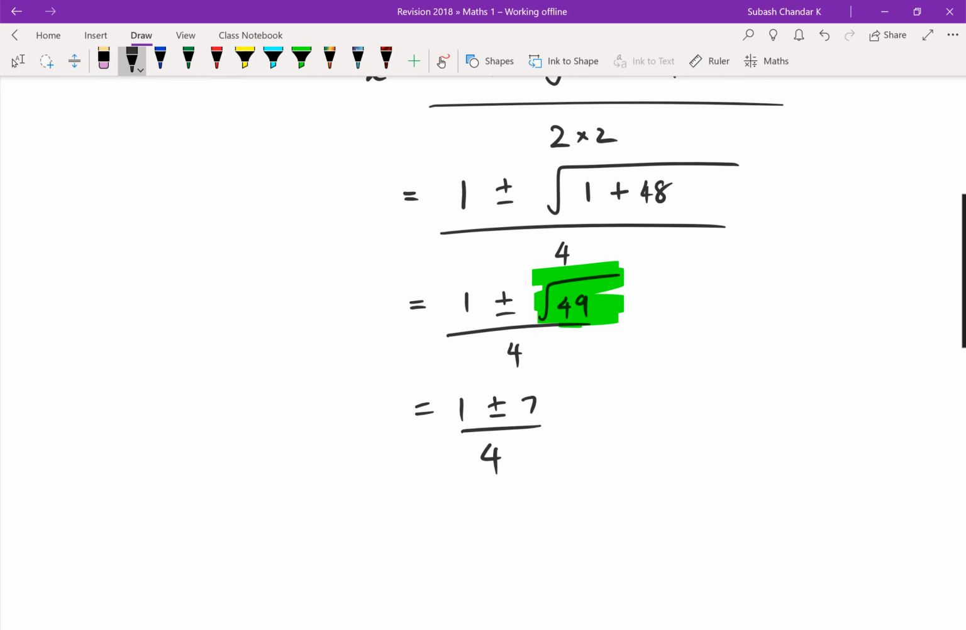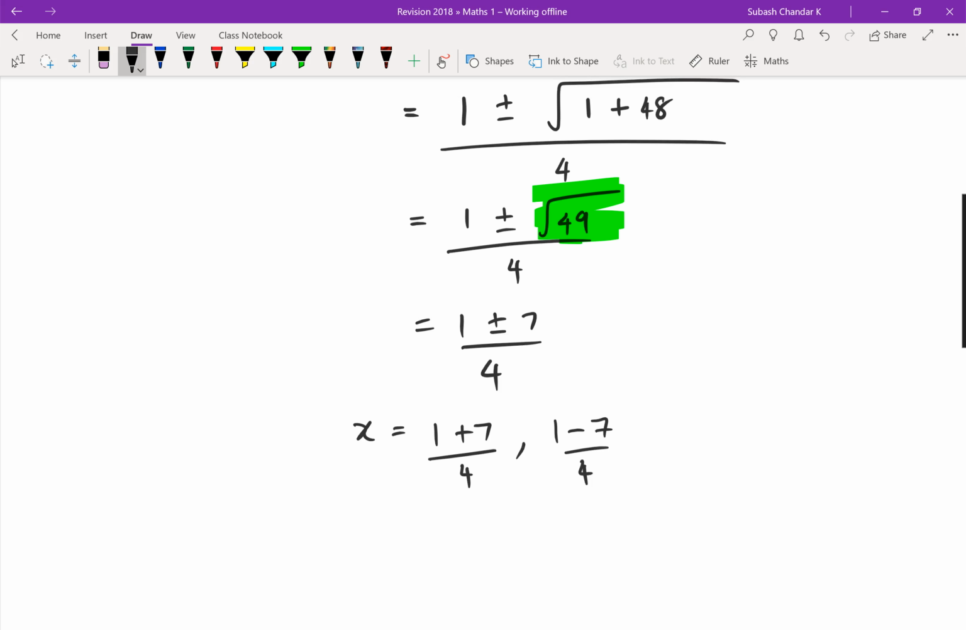That means your two answers for x: the first one is 1 plus 7 over 4, and the second one is 1 minus 7 over 4. So your two solutions are 8 over 4, which is 2, and negative 6 over 4. But you want to simplify it as far as you can. It's going to be negative 2 over 3. Have I got that right? Or no, sorry, that's negative 3 over 2. So those are your two answers, right?